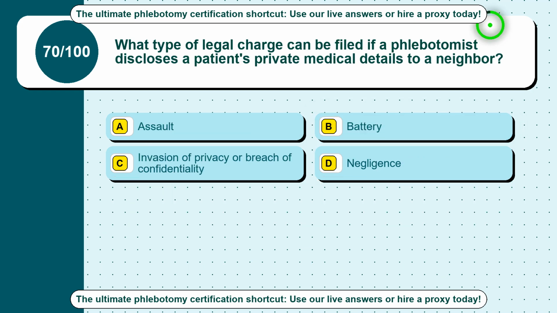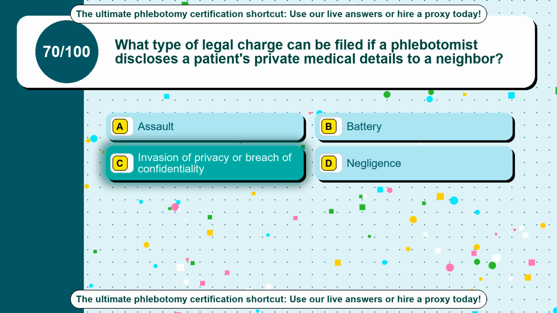Question 70. What type of legal charge can be filed if a phlebotomist discloses a patient's private medical details to a neighbor? Option A, assault. Option B, battery. Option C, invasion of privacy or breach of confidentiality. Option D, negligence. The correct answer is option C, invasion of privacy or breach of confidentiality.